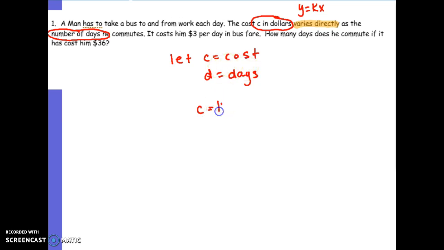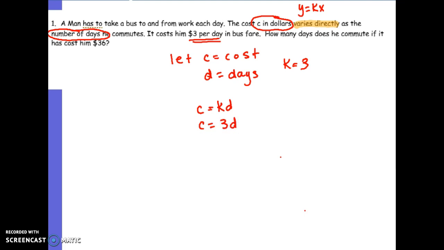So instead of y and x, our cost is going to be equal to k times the number of days. It says it costs him $3 per day. So there's our rate of change, $3 per day, and that's actually our constant of proportionality. So our k in this case is 3. We can rewrite this equation as cost is equal to 3 times the number of days.